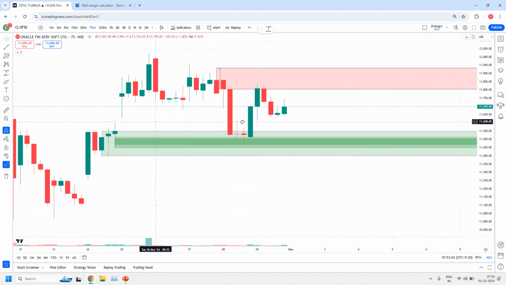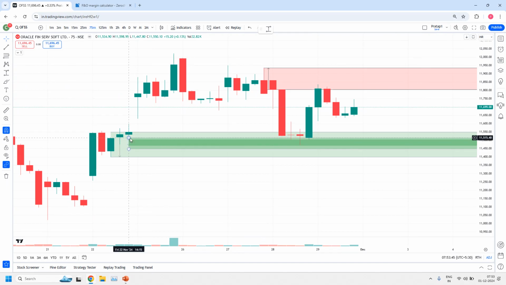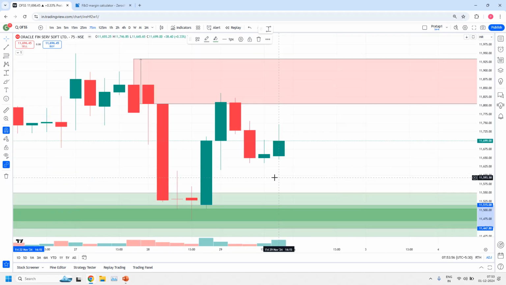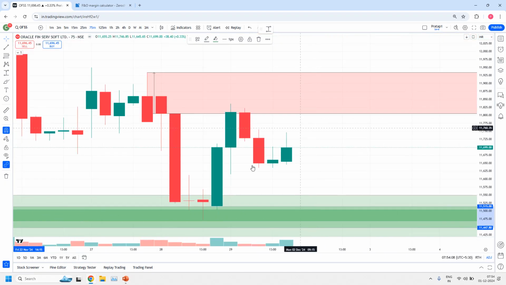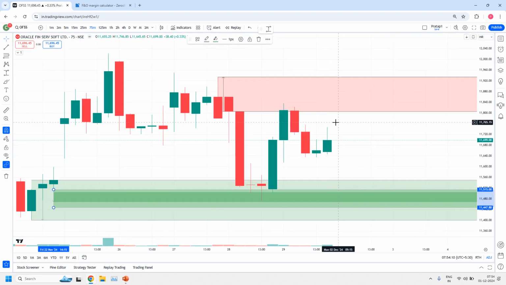Those who feel the risk is high might have taken a trade in this fine-tuned 15-minute zone. Those who feel even that 15-minute zone risk is high might have taken a trade in this 5-minute zone. See, prices went deep inside. It didn't touch the distal line. Just a few paisa before the distal line, prices started moving up and finally reached the target.